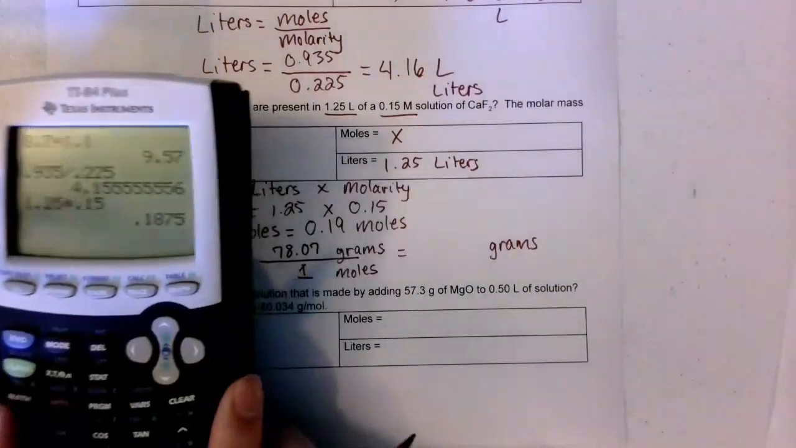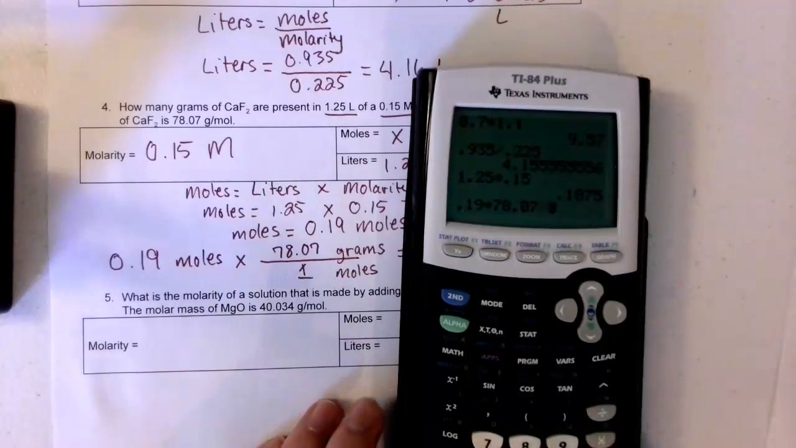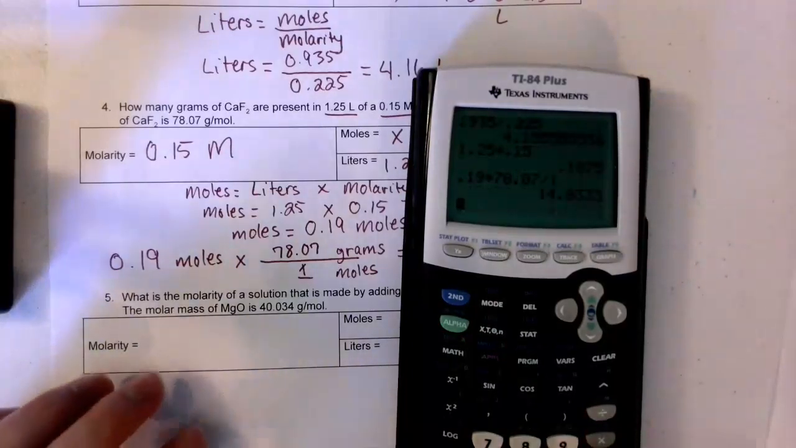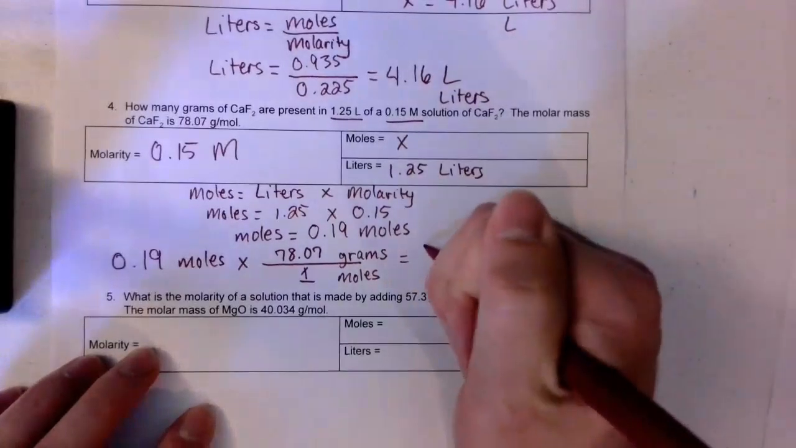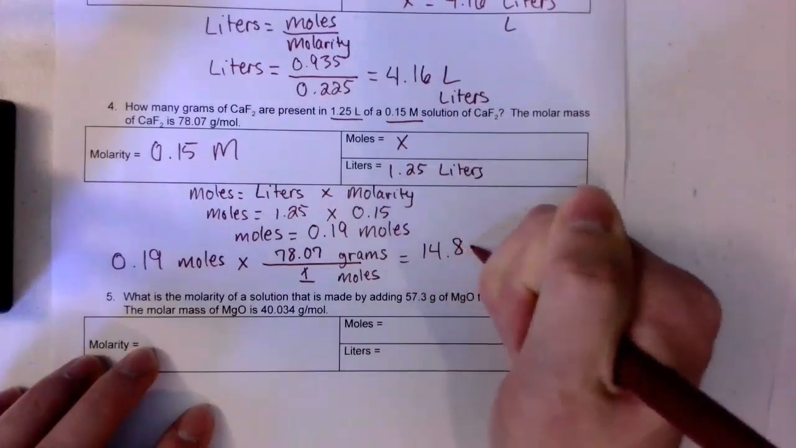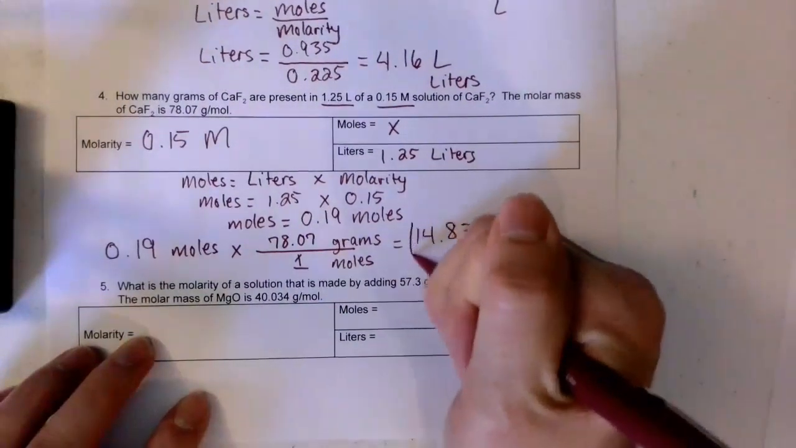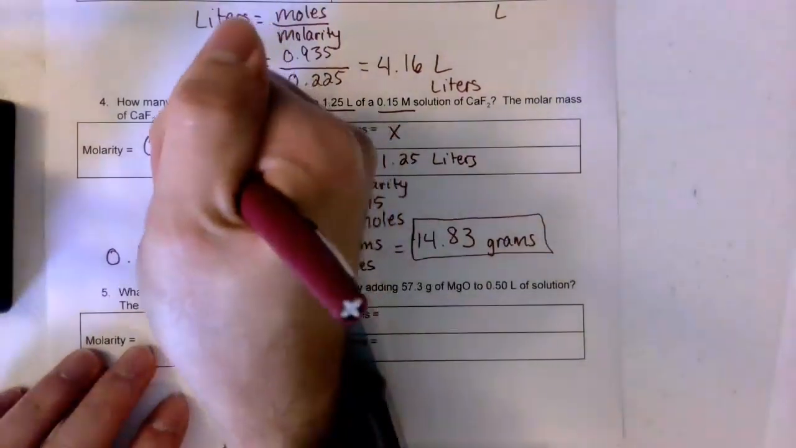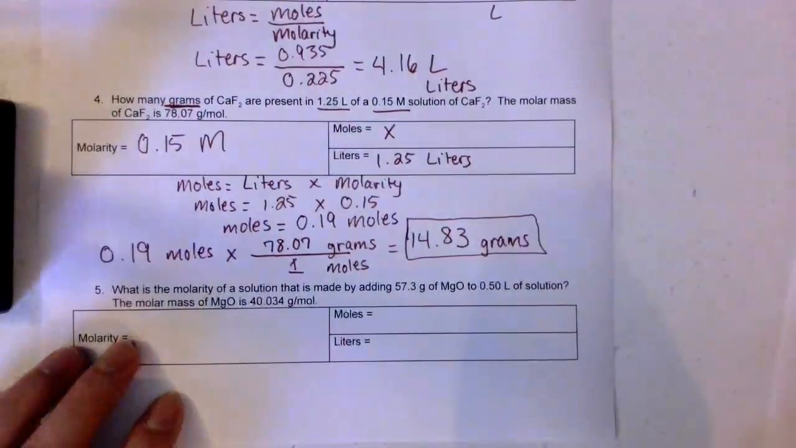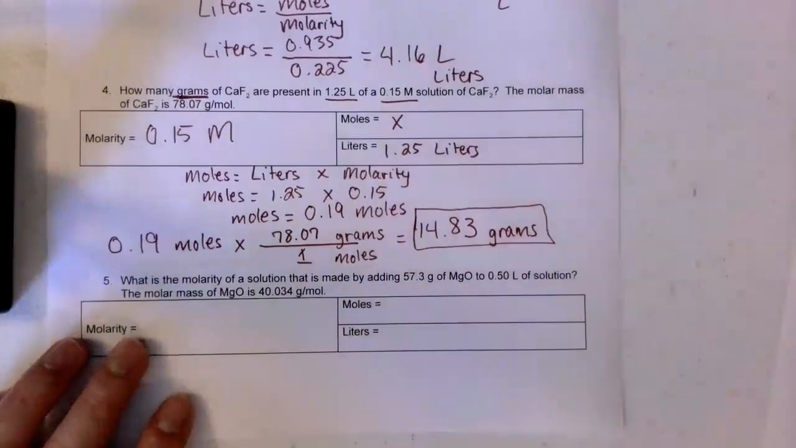All right, so now on my calculator, I'm going to do 0.19 times 78.07 divided by 1. All right, I have 14.83333. So I'm going to round, and mine is going to be 14.83 grams, just like that. Okay, and this is actually your final answer because it asks for grams. It says, how many grams do I need? Or how many grams are present? So this is the final answer here because it's in grams.